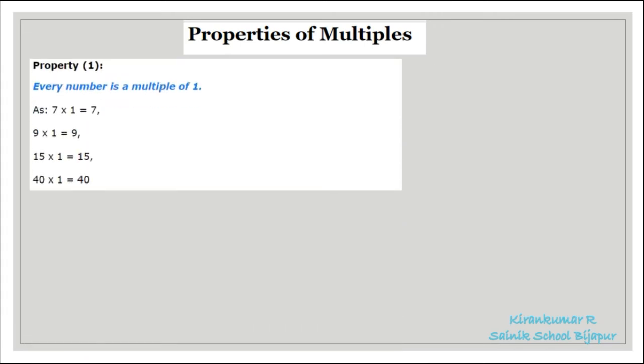First property is every number is a multiple of 1. As 7 multiplied by 1 gives 7, 9 multiplied by 1 gives 9, 15 multiplied by 1 gives 15. So every number is a multiple of 1.